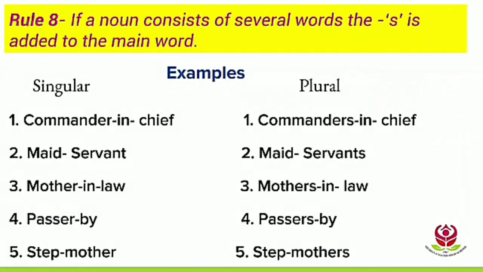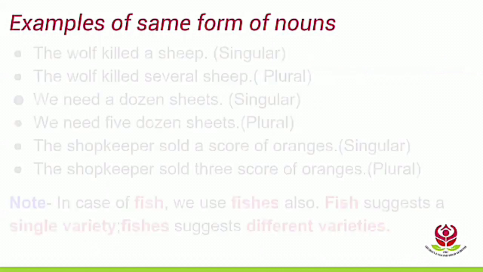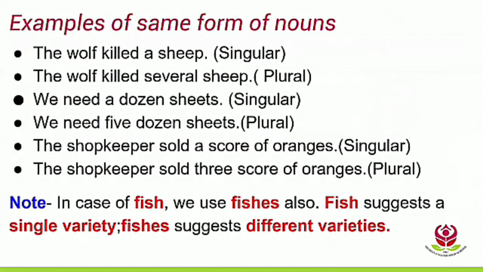So students, these are the 8 rules. Do watch them again and look at the examples. Now, coming to the examples of same form of nouns. I have a few sentences for you with the same form of nouns. The wolf killed a sheep and the wolf killed several sheep. Sheep remains in the same form in the singular and the plural.